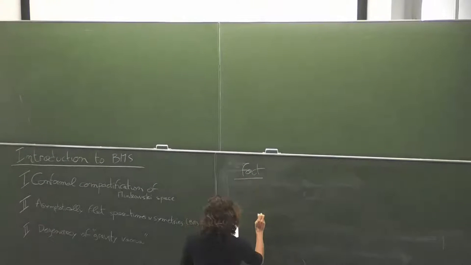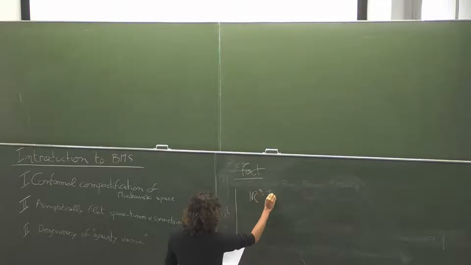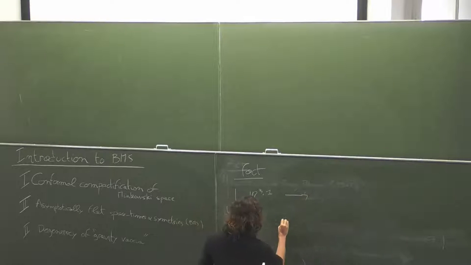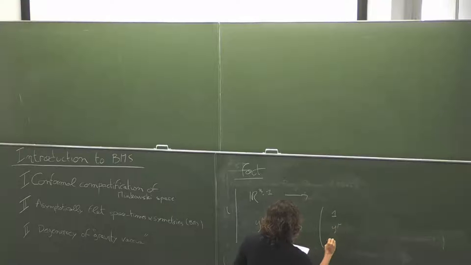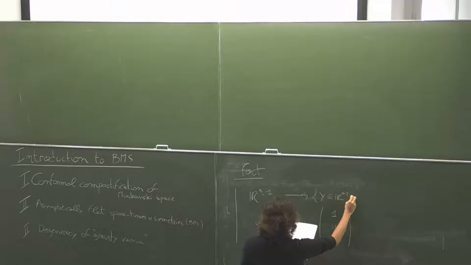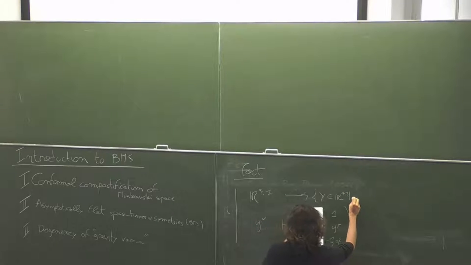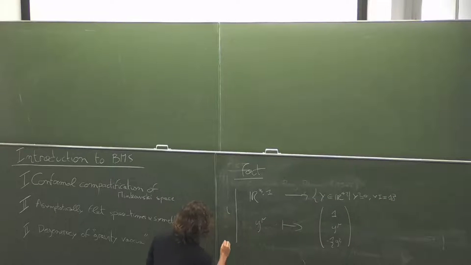In fact, you can consider the following embedding. R^{3,1}, mu goes to this R^{4,2}, like this: 1, mu, minus 1 alpha. And this is in the space of y's in R^{4,2}, so that y squared equals 0 and y dot I equals 1. And so the fact is that this is an isometric embedding. This is an isometry.